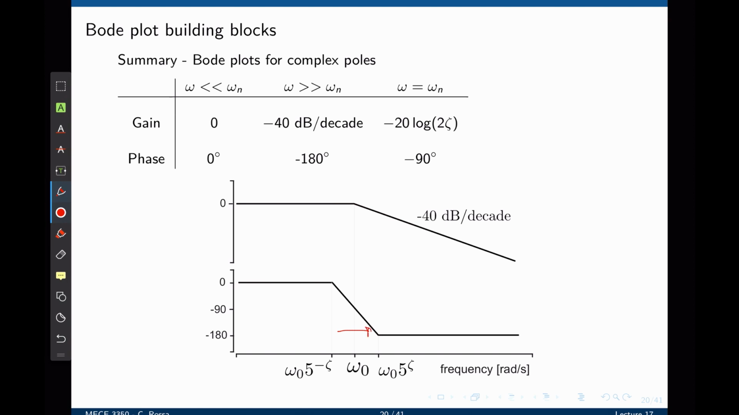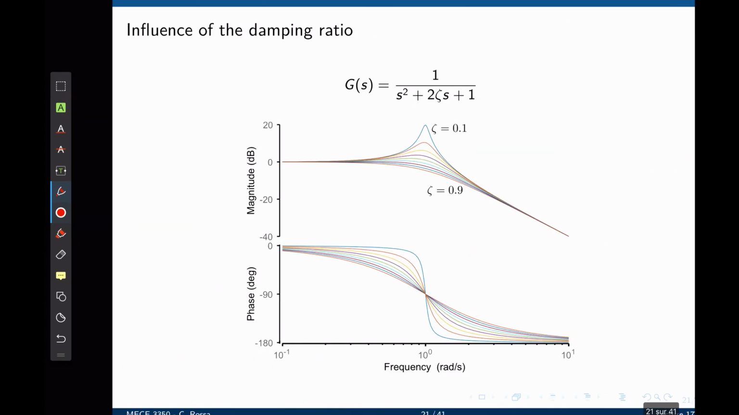And what is that window? This window will depend on the cutoff frequency and also depends on the value of zeta. The smaller zeta, the smaller that window. The larger zeta, the larger the window where the phase changed from 0 to negative 180 degrees. But what happens exactly at the cutoff frequency for the phase?